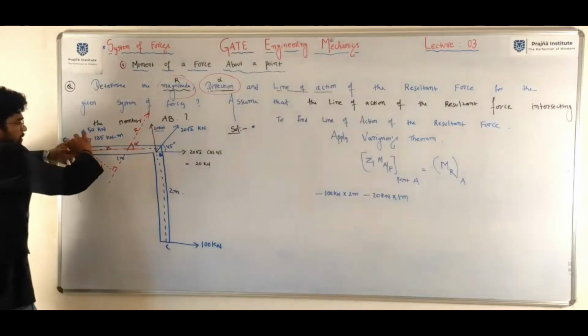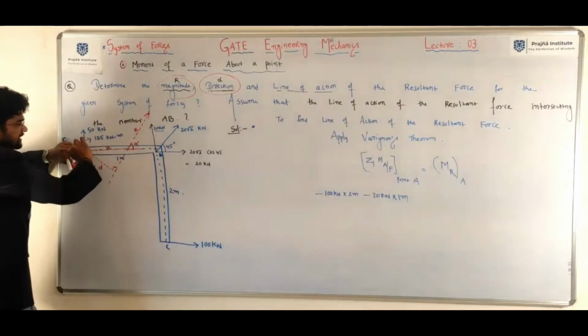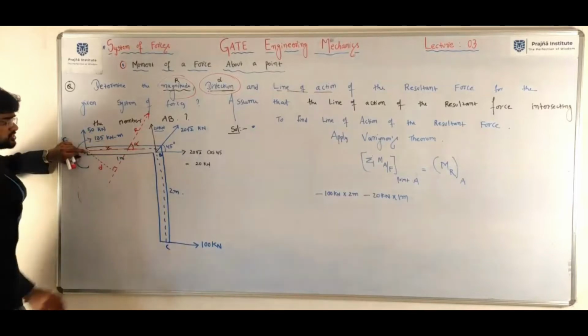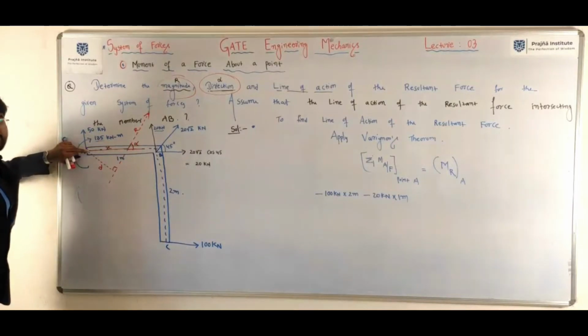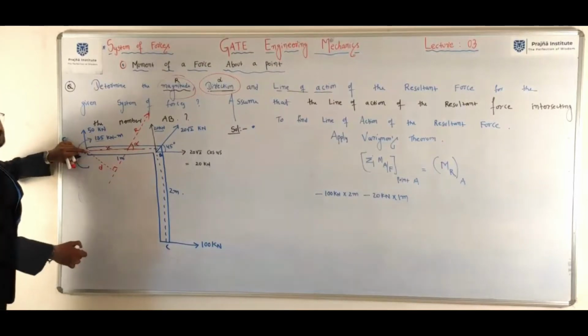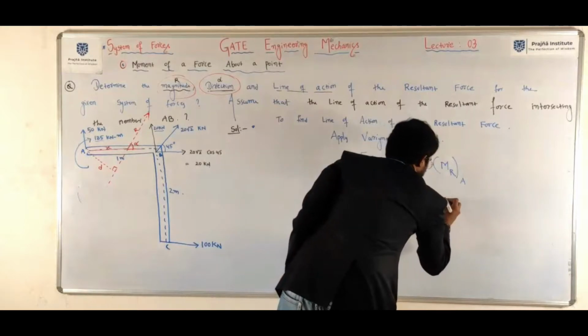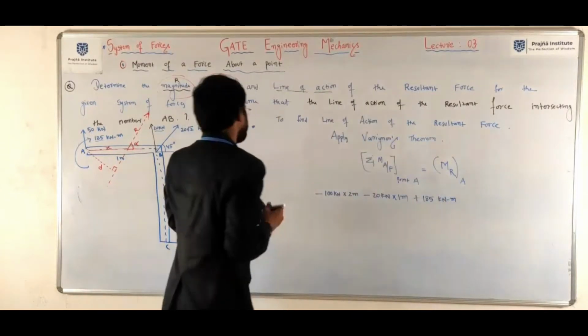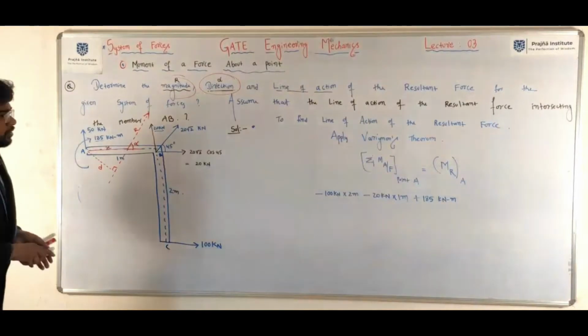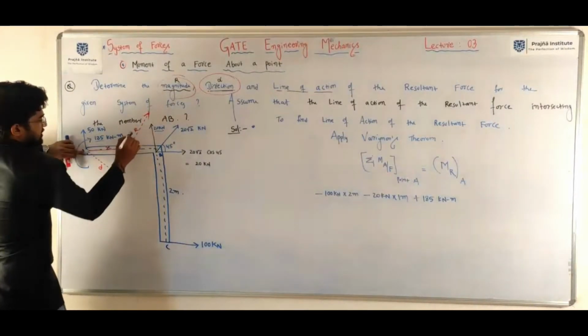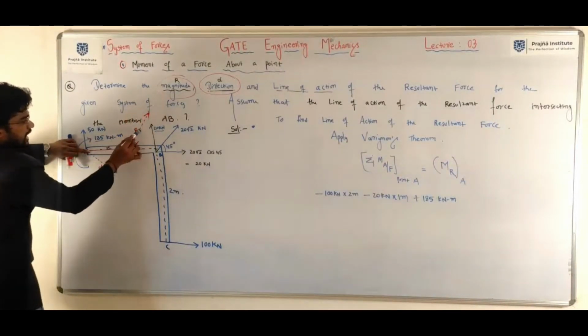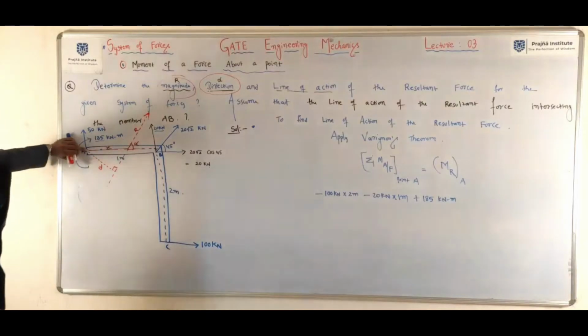Okay? And what about this moment? Is this couple positive or negative? Tell me. Clockwise only, na? So plus 185 kilonewton meter.